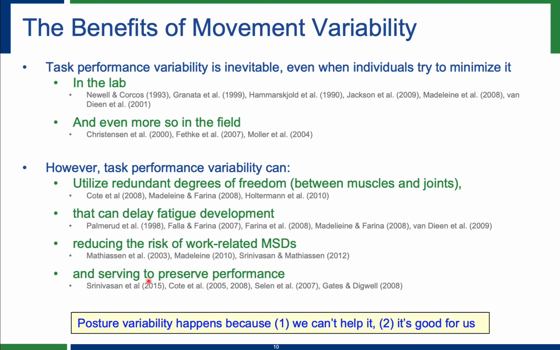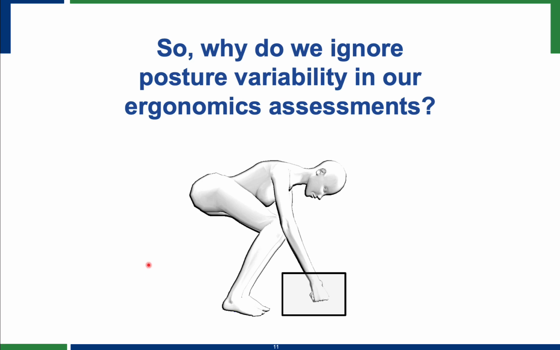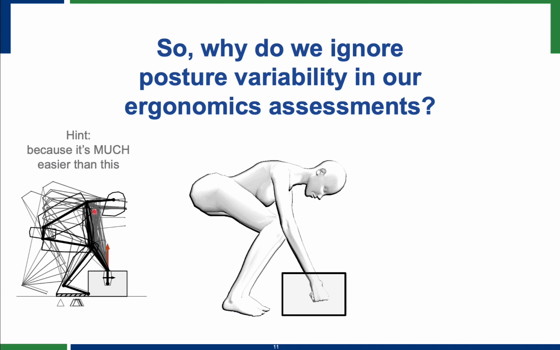So posture variability happens, one, because we can't help it even if we wanted to, and two, it's good for us. And so people will naturally do things in different ways. So the question is, why do we ignore posture variability in ergonomic assessments? And the simple answer is, it's a lot easier than analyzing 12,000 different postures.